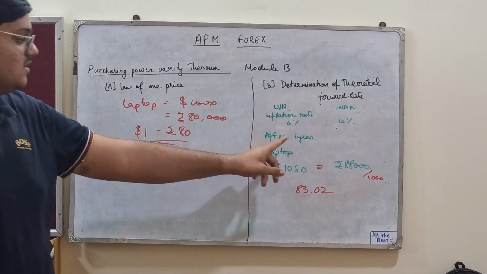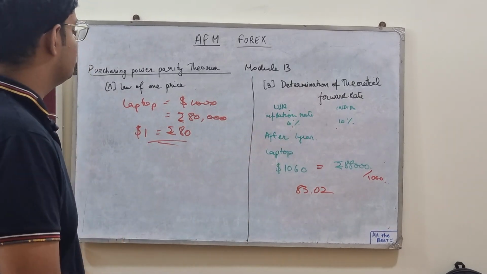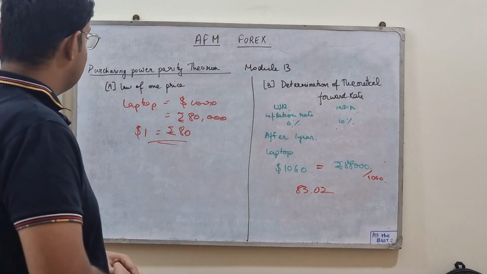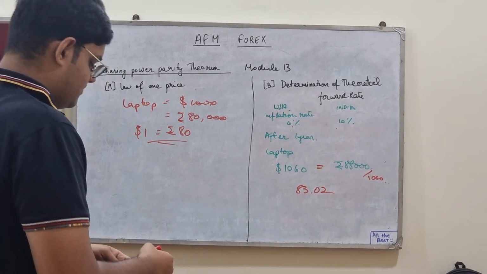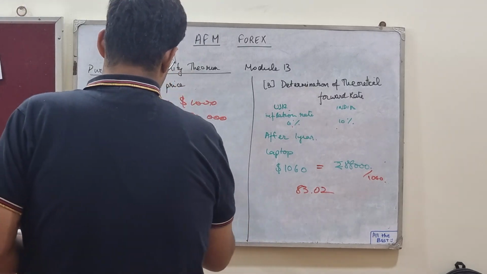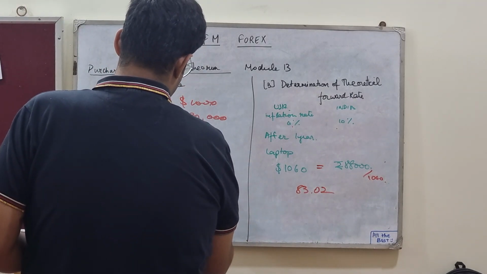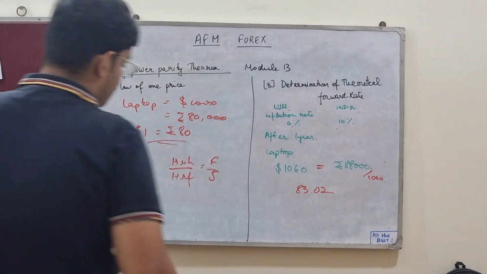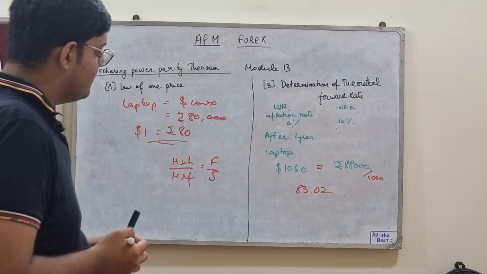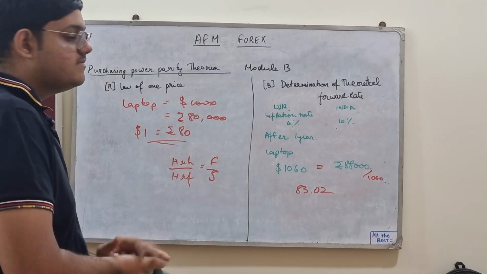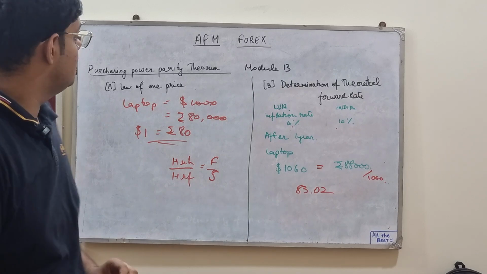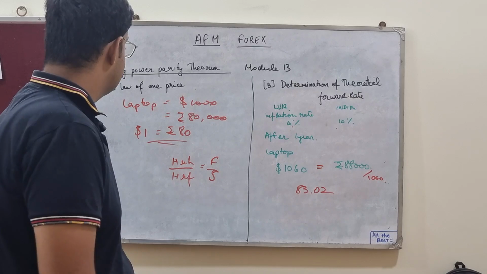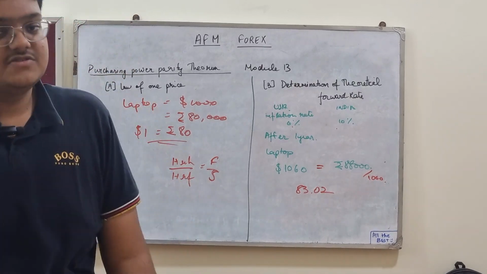This is quite similar to the previous module, which was interest rate parity theorem, IRPT. It's practically the same application. The formula is also the same. The formula is (1 + R_H) / (1 + R_F) = F / S. So if you substitute, you will get the same answer. So that's it. I hope this gives a really conceptual understanding of the concept. Practical application is really simple.